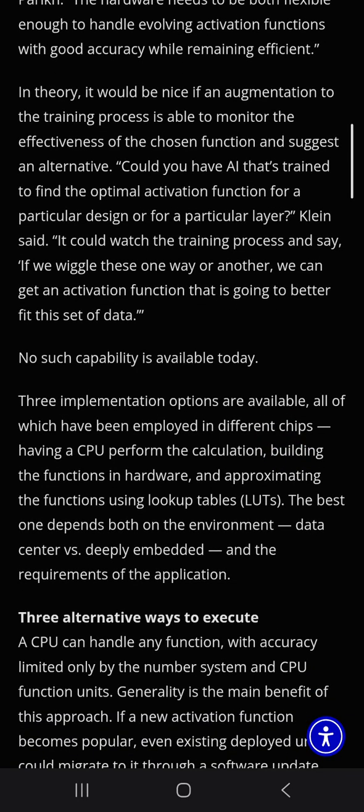Three implementation options are available, all of which have been employed in different chips: having the CPU perform the calculation, building the functions in hardware, and approximating the functions using lookup tables, or LUTs. The best one depends both on the environment, data center versus deeply embedded, and the requirements of the application.